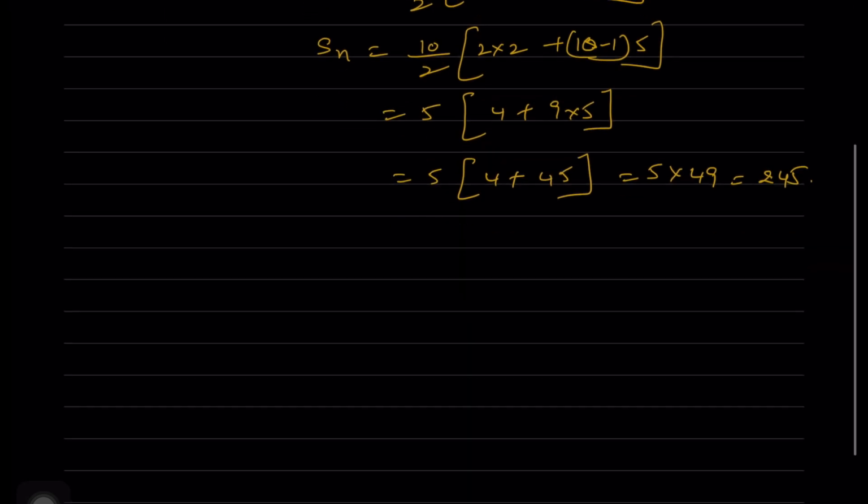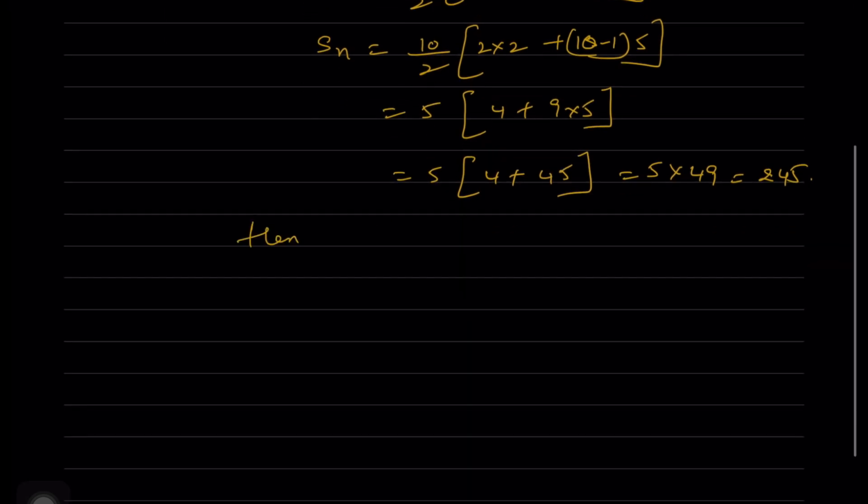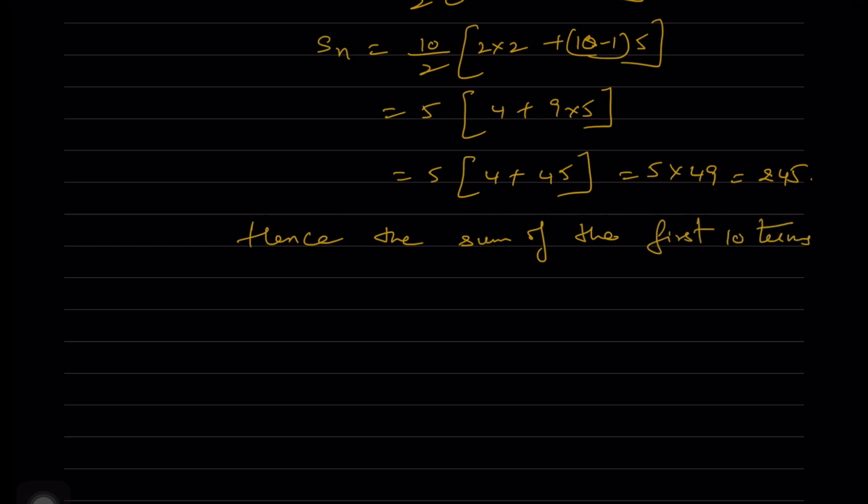So hence the sum of the first 10 terms of the given AP is equal to 245.